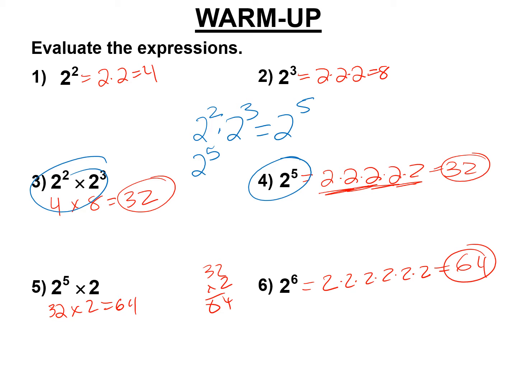2 to the 5th times, I'm going to put the exponent in, 2 to the 1st, right? That's what 2 is, equals 2 to the 6th. Are we seeing a pattern there at all? Let's see if I can make it more clear for you.